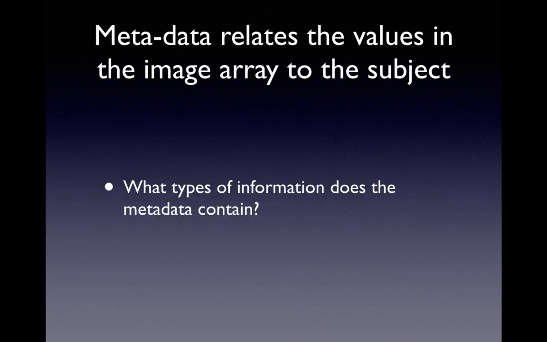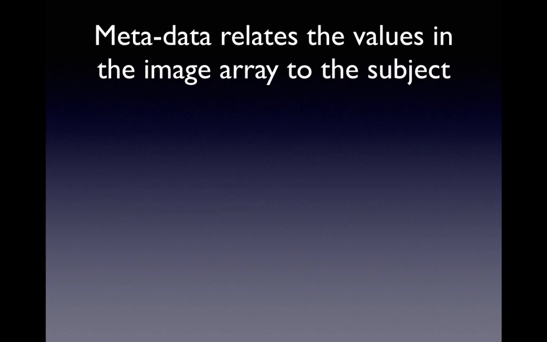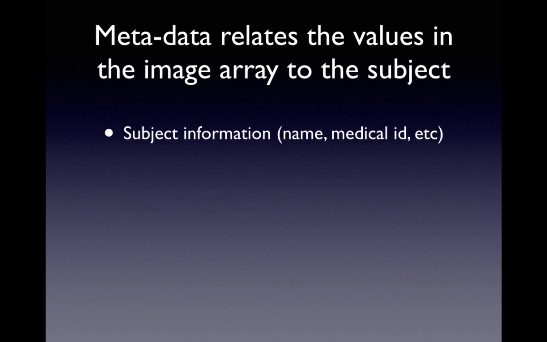So in addition to the actual intensities, the image contains metadata, and let's see what kind of metadata an image can contain. So we might have subject information, so name, a medical record ID, etc. That's the kind of information we don't want to have laying around on our laptops, because that would violate HIPAA. So it's important to make sure that the images that we work with are anonymized.